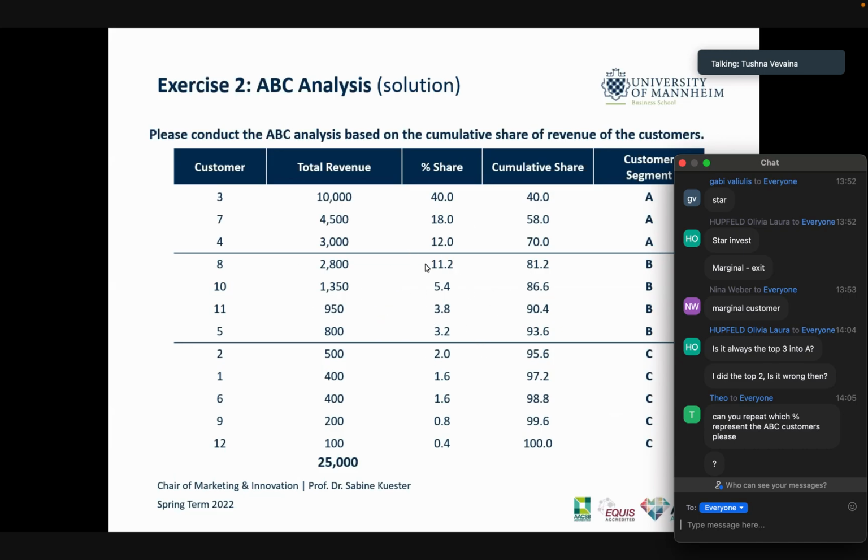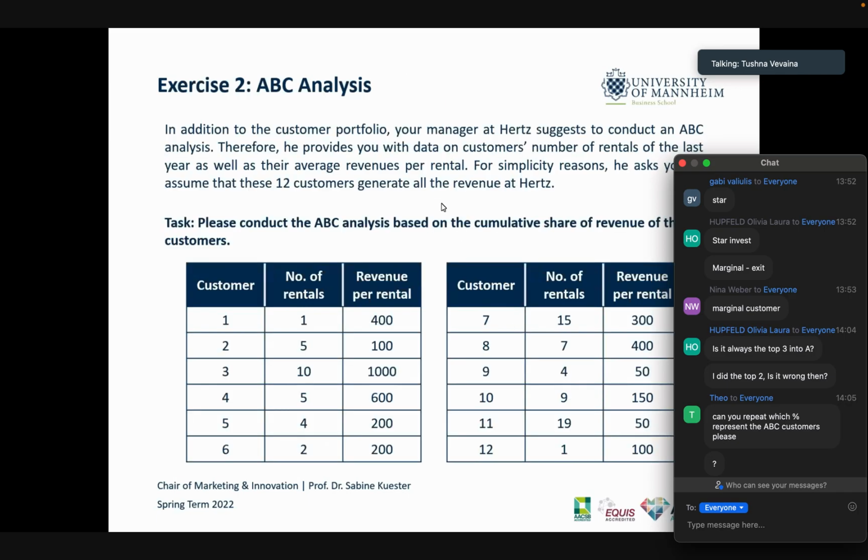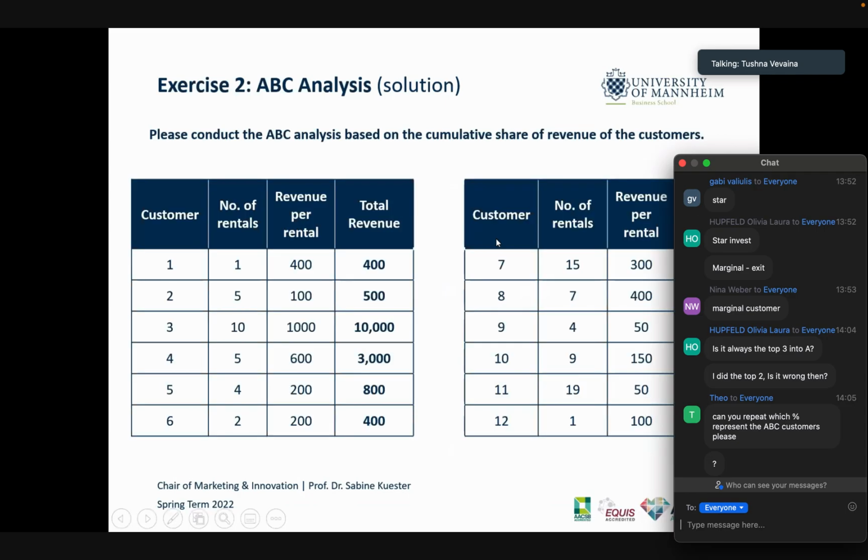I've also recommended students from previous classes to go ahead and ask on Ilyas or ask in the session that you'll have with Professor Kuster on Saturday, where you all can ask doubts whether this is exactly how you need to go about it in the exam, since some of you were confused because of the wording here where it says ABC analysis based on the cumulative share of revenue. Does anyone have a question? Gabrielle, I think you had a question.